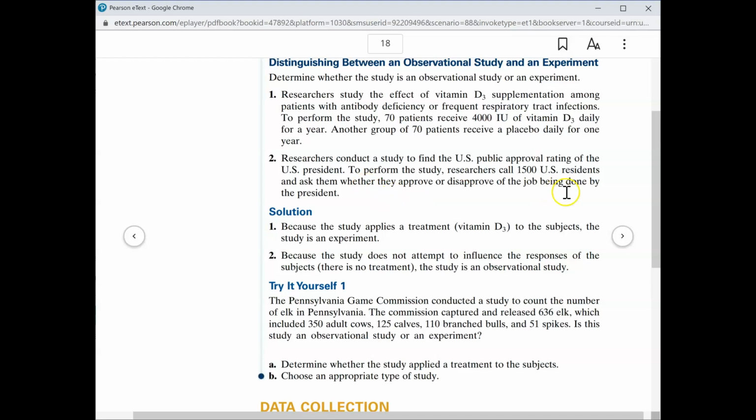All right, number 2, researchers conduct a study to find the U.S. public approval rating of the U.S. president. To perform the study, researchers call 1,500 U.S. residents and ask them whether they approve or disapprove of the job being done by the president. So at that point, you're doing an observational study because you are not applying anything to them. You're not giving them a drug to make them think one thing or another. Hopefully, you're not giving them a loaded question to make them think one thing or another. So you're just observing what's already happening.